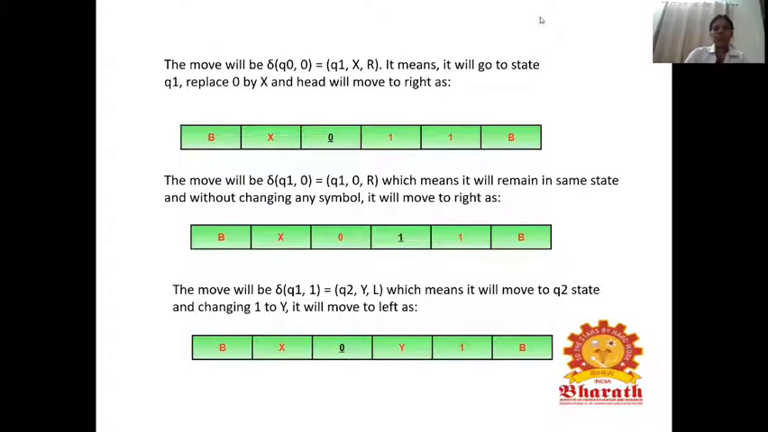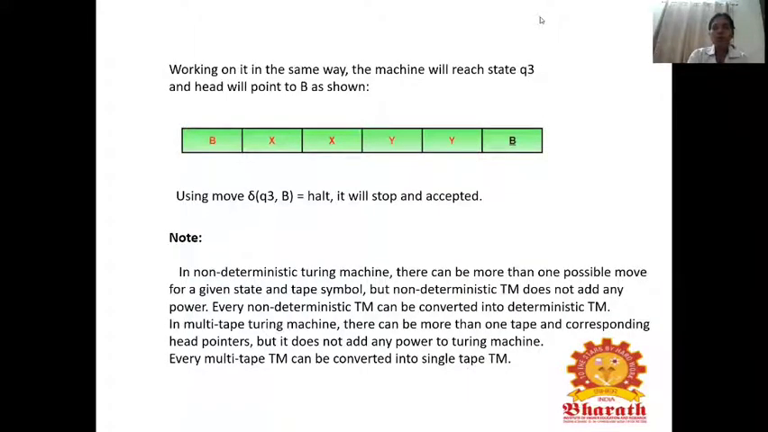So Q2YL means transition from Q1 to Q2, 1 is replaced by Y, and the head moves to the left. So 1 has been replaced by Y and then the head moves to the left, so it is on 0. So it goes on and on. At one point, it will go to B. B means it will halt. There's nothing, so it will halt. If it halts, it means that it will be stopped and accepted. So this is how the Turing machine works.